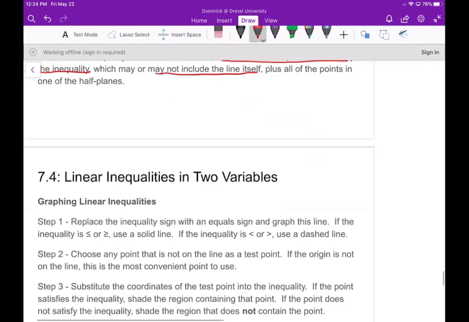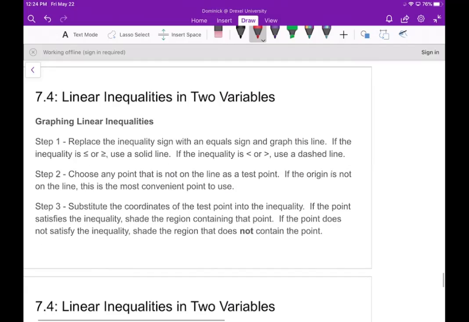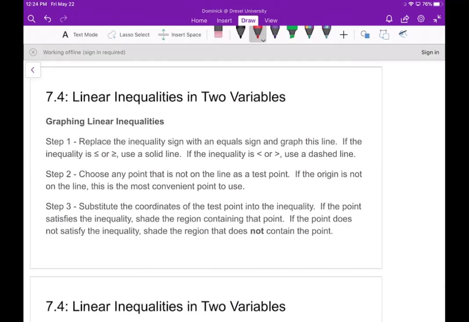So the way that we can go about doing this is, the first thing you're going to do is graph the line as if it were just an equal sign. So you graph it as normal, and if you have the equal sign, you're going to use a solid line. If you don't have the equal sign in your inequality, you would use a dashed line.